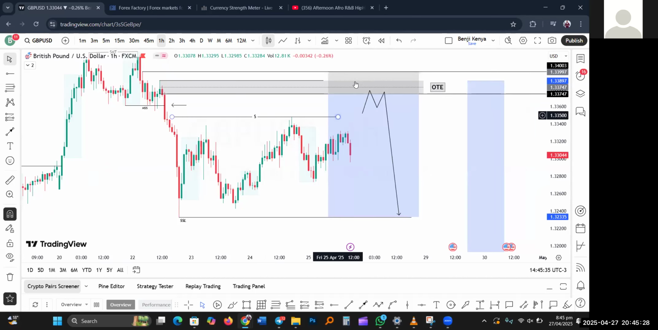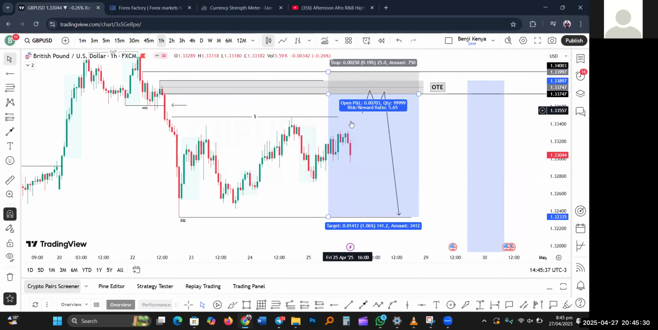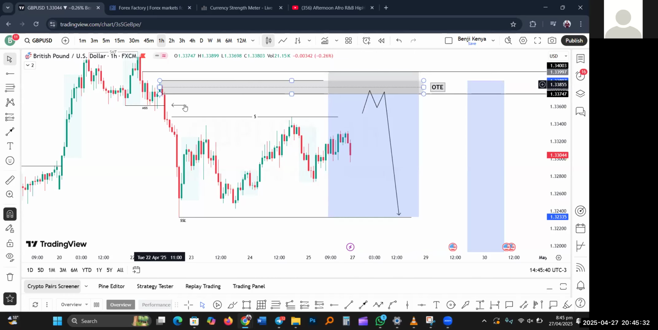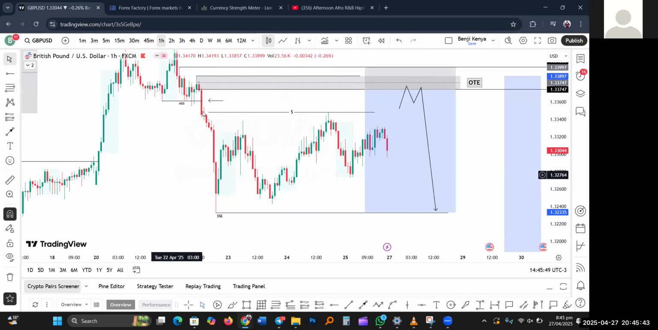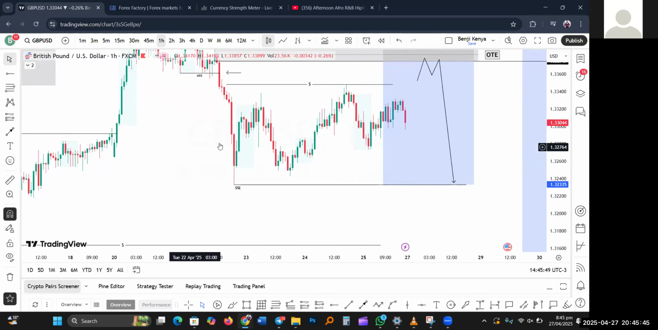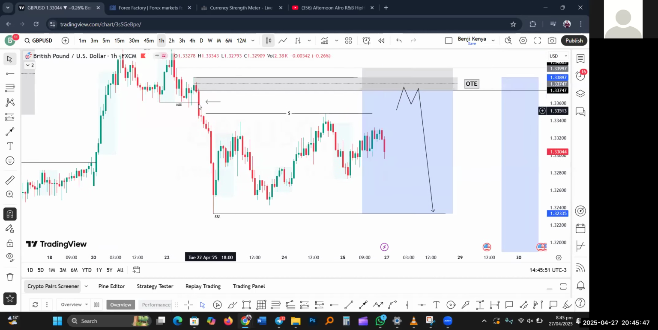If it can give me a clear shift of structure on lower time frames in this particular area, it can even move higher. But I am aware of this zone up here, and I would love to catch some good sells because this area was the one that gave us this big push to the downside. The market has been building liquidity. We have a lot of buy side liquidity here, a fair value gap, and the supply zone that gave us this move.